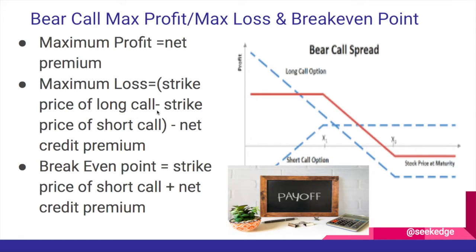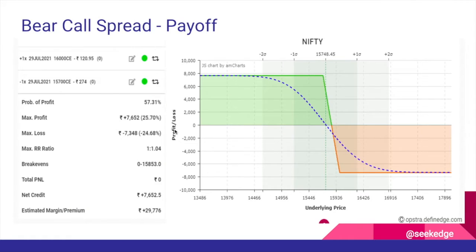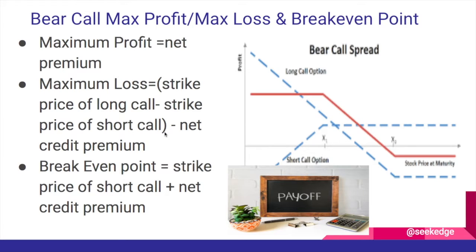So maximum loss is calculated by the strike difference between the long and the short calls, and then you have to subtract the premium from that. That means 16,000 call minus 15,700 is 300, minus the difference in the premium, which is 150, multiplied by 50, which is coming to 7,348, right?